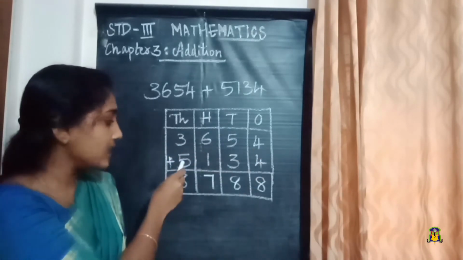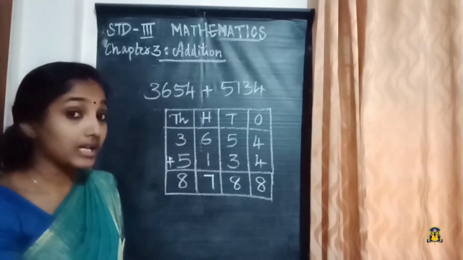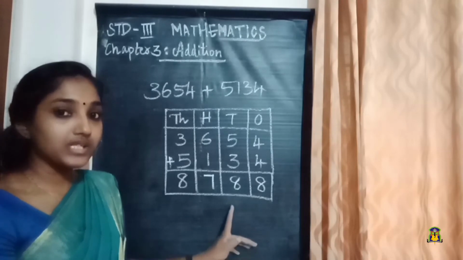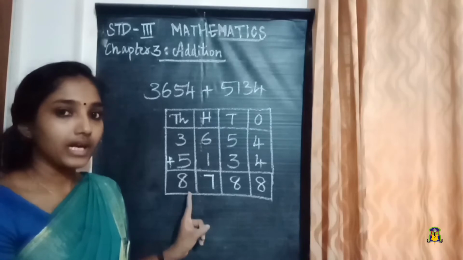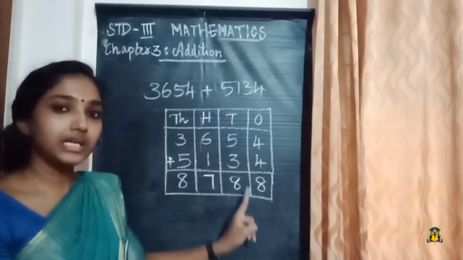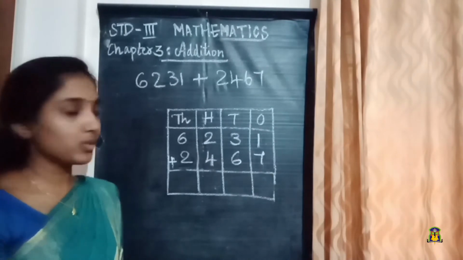3654 and 5134 are the addends. And the answer we get after addition is called the sum. So here the sum is 8788. Okay. Now let's do one more sum.